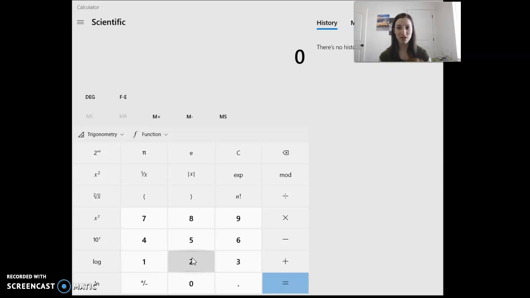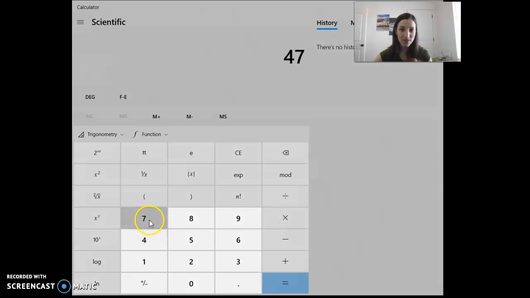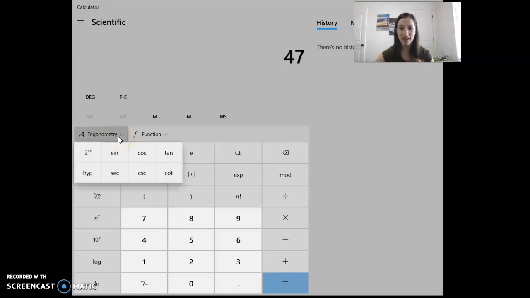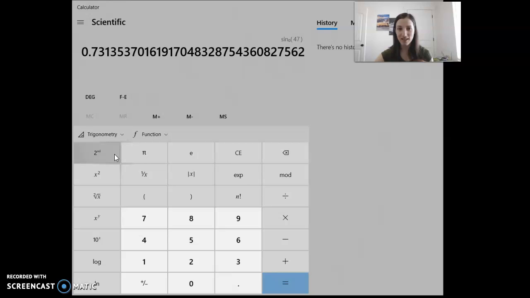So with using trig, notice that we've got the trigonometry function right here. So if I wanted, let's do an angle, the sine of, let's say 47 degrees, I'm going to type in 47 and go to my trig right here and then click sine. And then notice that it gives you the sine of that degree. So you have the sine of 47 degrees is 0.731, and then that just goes on and on and on forever and ever.